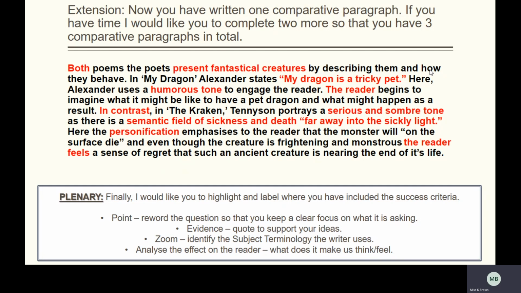Okay, that is the end of this week's lessons. What I would like you to do is to now send me pictures or hand in in some way the work that you have done this week. That includes your annotations, your comparison grid, and your paragraphs. So definitely hand those in today. I will mark them as soon as I possibly can and get back to you with that feedback.